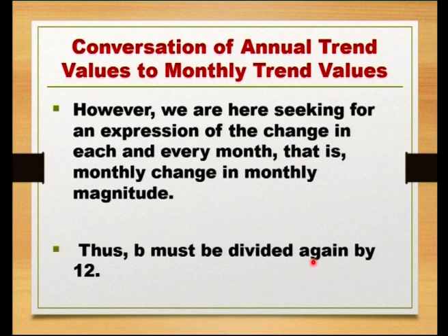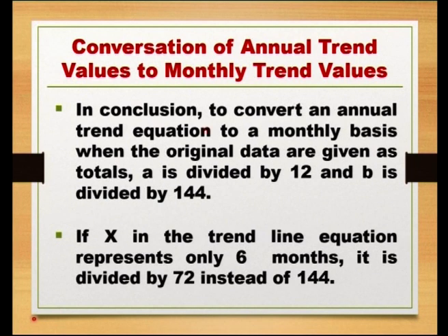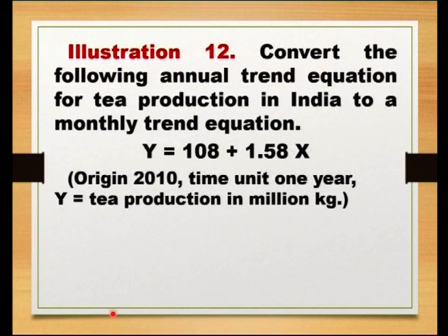That is why B must be divided by 144, that is, it has to be divided by 12 two times. In conclusion, to convert an annual trend equation to a monthly basis, when the original data are given as totals, A is divided by 12 and B is divided by 144. If x in the trend line equation represents only 6 months, it is to be divided by 72 instead of 144. This particular illustration shows how the annual trend equation is converted to a monthly trend equation.